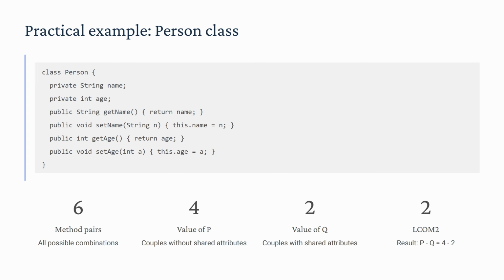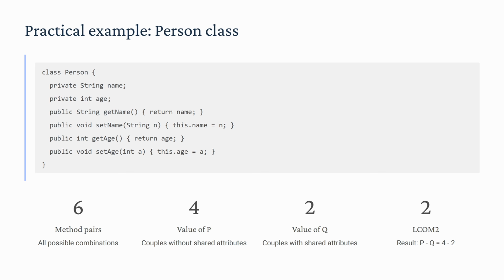Let's take the class person as an example with the attributes name and age, each having a getter and a setter. So getName and setName use the attribute name, and getAge and setAge use the attribute age. Now we form all possible method pairs and check in each case whether at least one attribute is used by both methods. In total, we can form 6 method pairs.